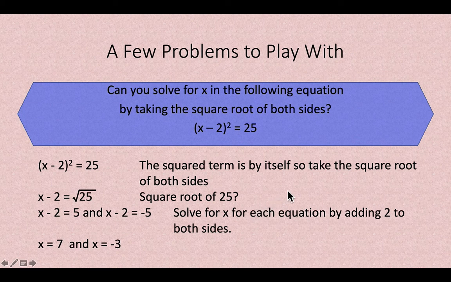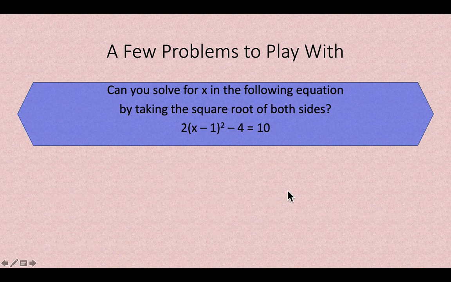So let's try another. So here we've just added a little more stuff, but you're using the same process. You're going to take the square root of both sides, and so the thing you got to do first is to isolate the squared term. And so give that a try. Come back to me when you have something.